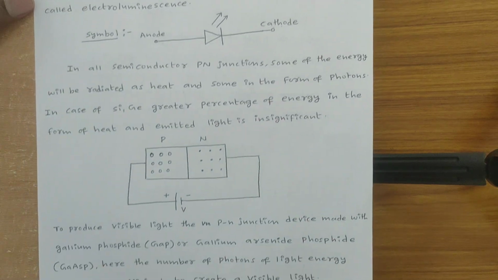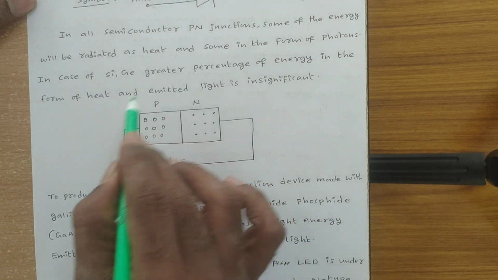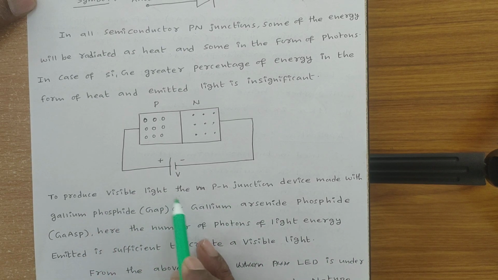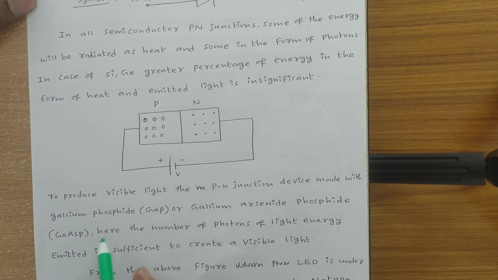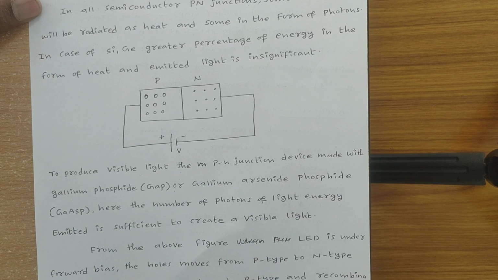Now see here, it is the schematic arrangement of LED. Why I am calling it LED is because this PN junction diode is made up of gallium phosphide or gallium arsenide phosphide to produce visible light. That means to generate a larger amount of photon energy, the material is made up of gallium phosphide or gallium arsenide phosphide. Here the number of photons of light energy emitted is sufficient to create visible light.